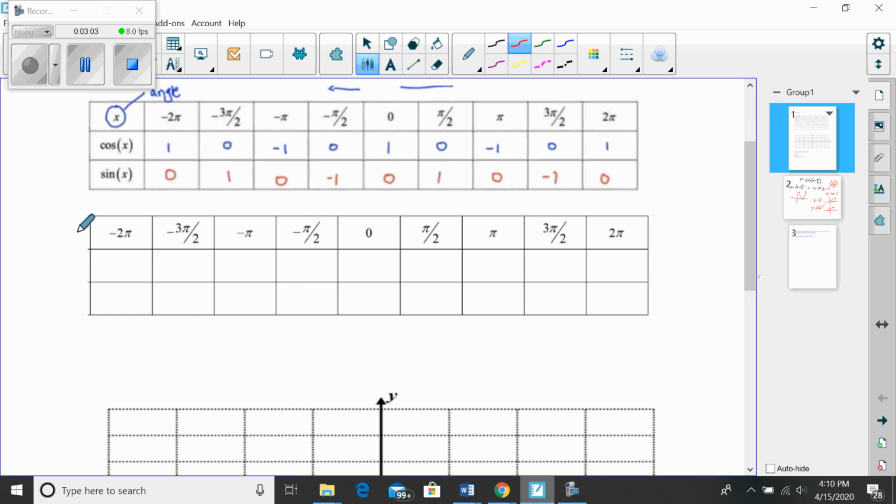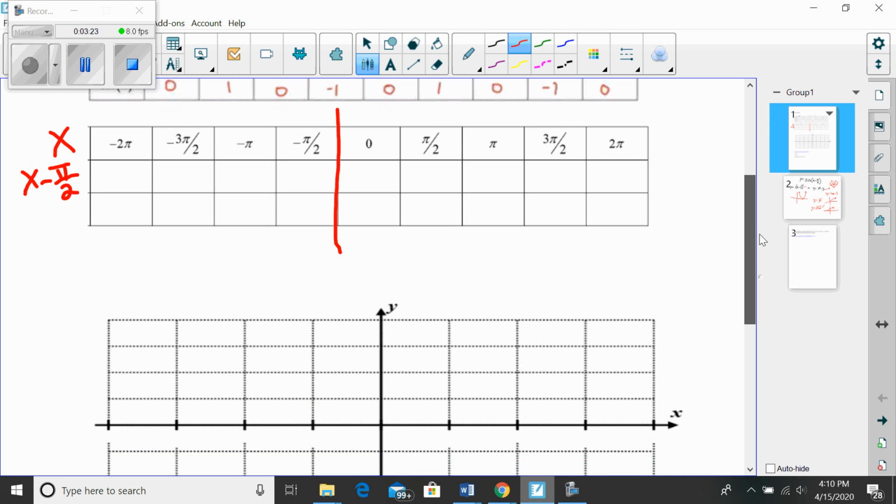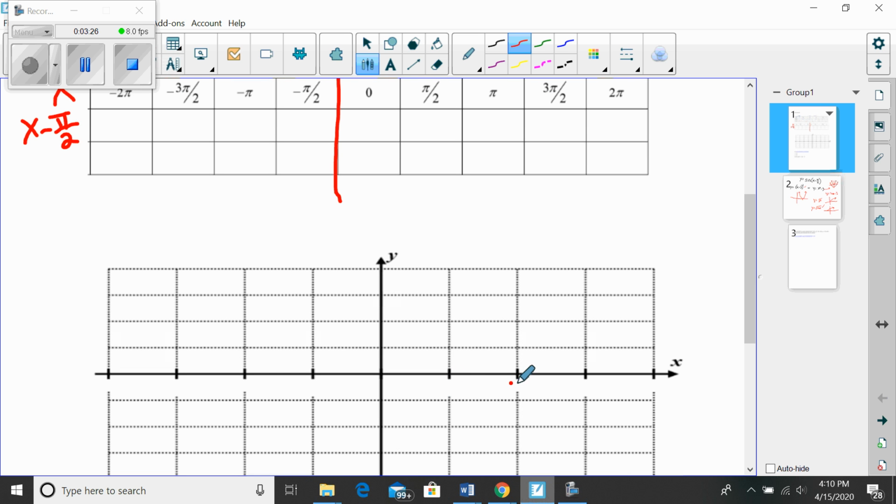Just like we did in the last clip, here's my x, and this time I'm going to have x minus pi over 2. So I'm going to take every x value and subtract pi over 2 from it. And again, I'm going to focus on just this half of the graph. Oh, I forgot to set this up. Last time I had it set up before I started the video just so that you wouldn't have to watch me do this, but I'm getting pretty fast at working with these. So that's my 3 pi over 2.